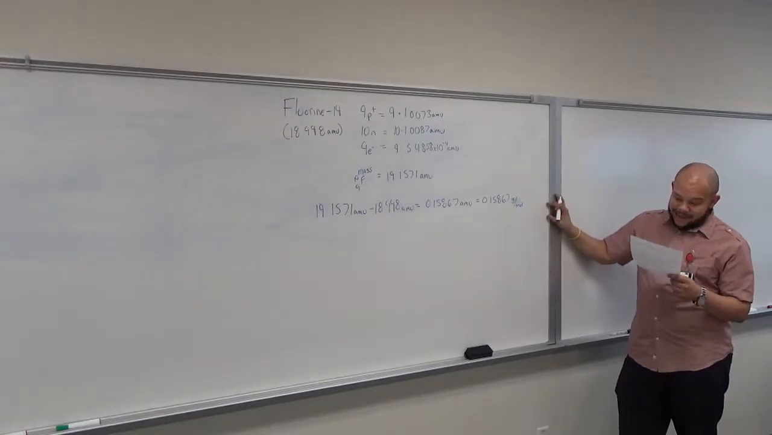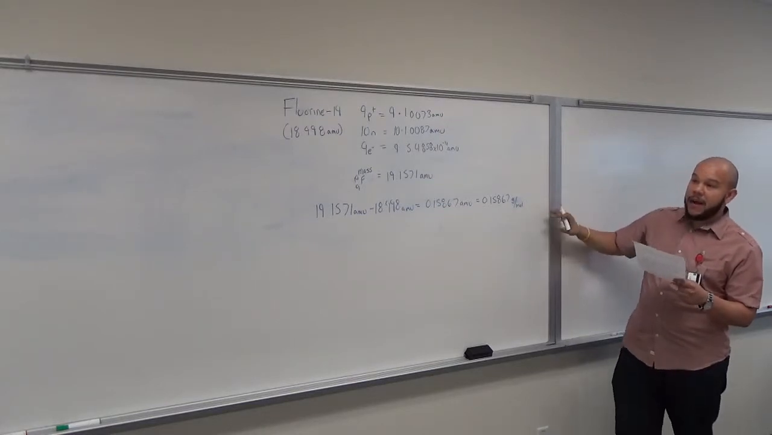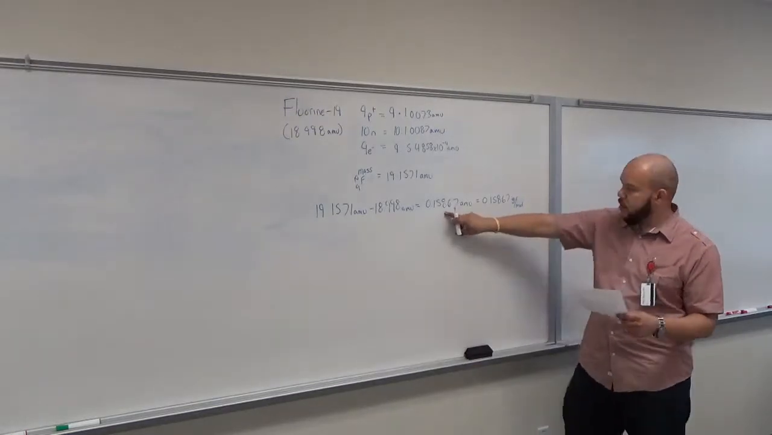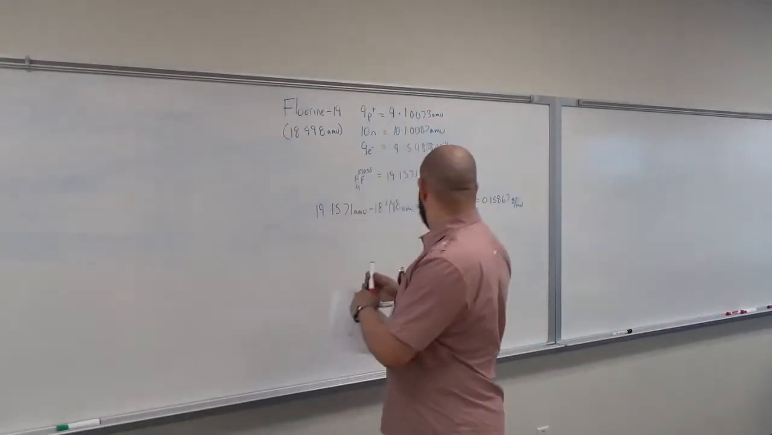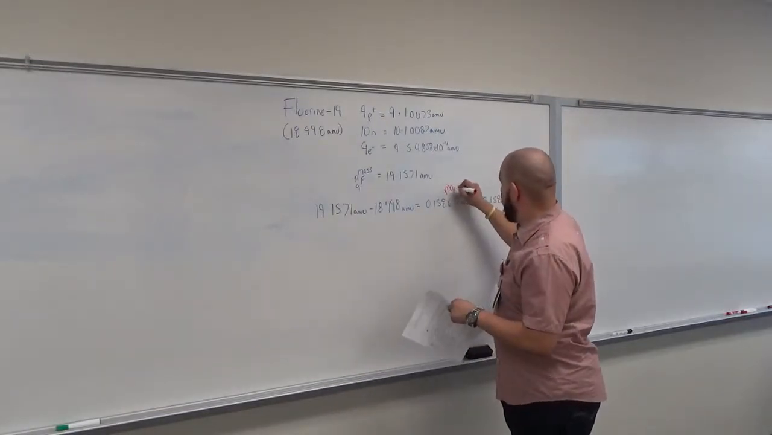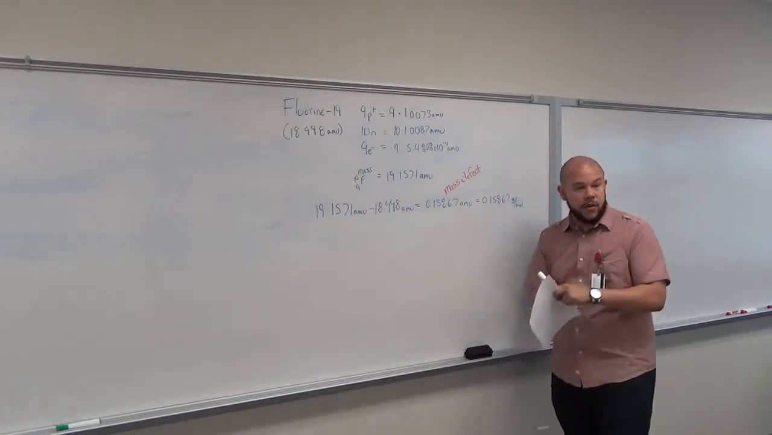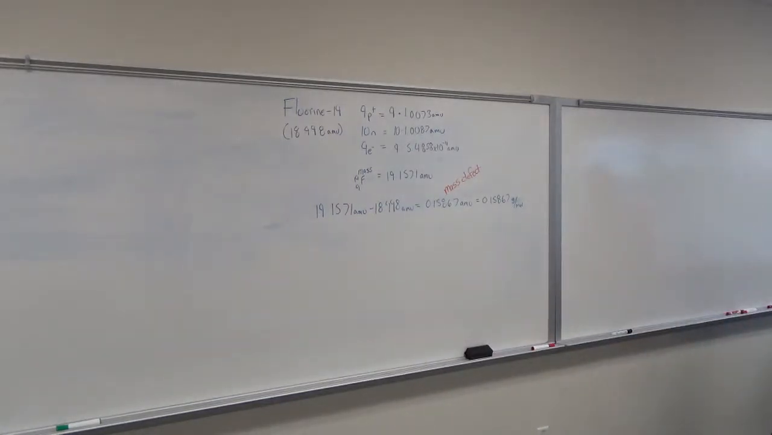But we have been asked for the mass defect and the binding energy. So the mass defect we have calculated. That's here. So this is mass defect. Just so that everybody's clear, the mass defect is in fact a mass. Any questions up to this point? Simple subtraction, really. This is simple multiplication, addition, subtraction.